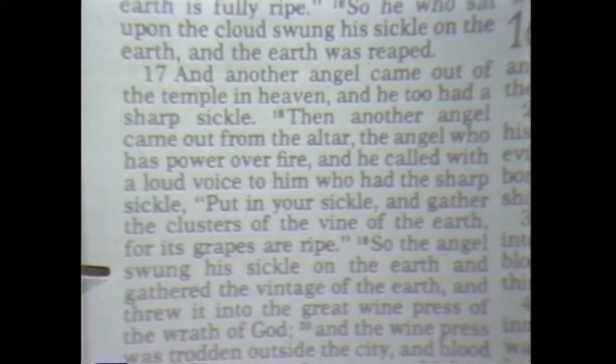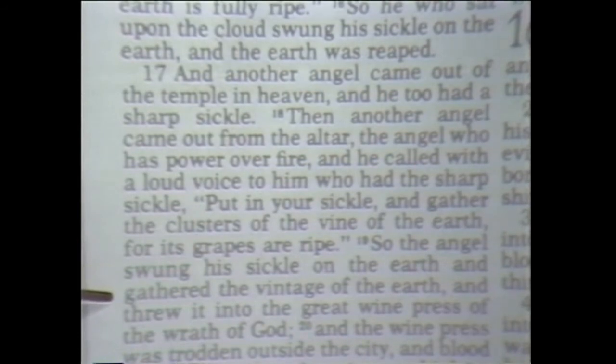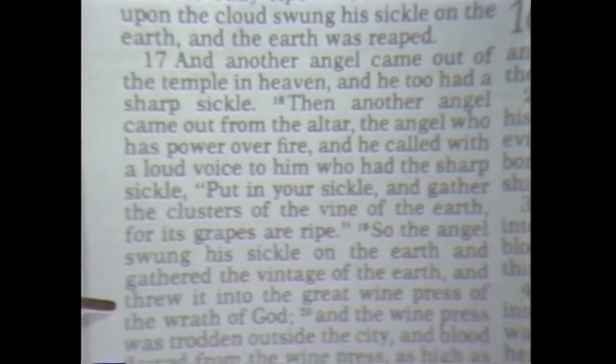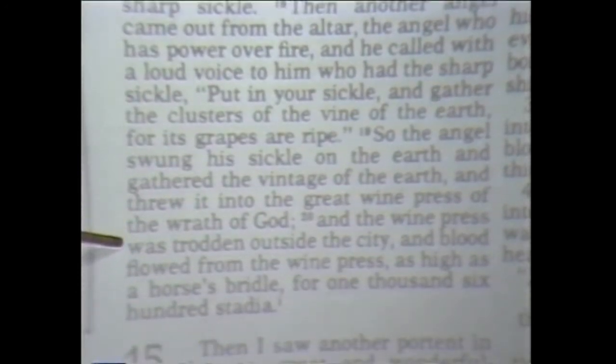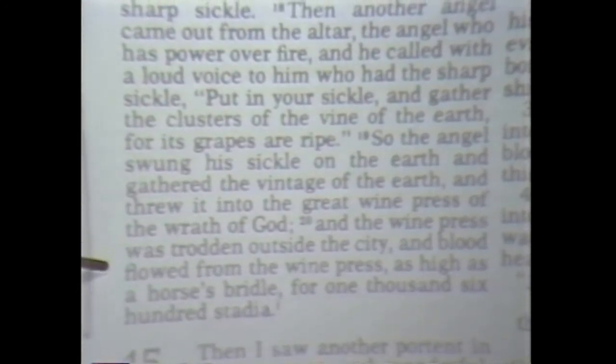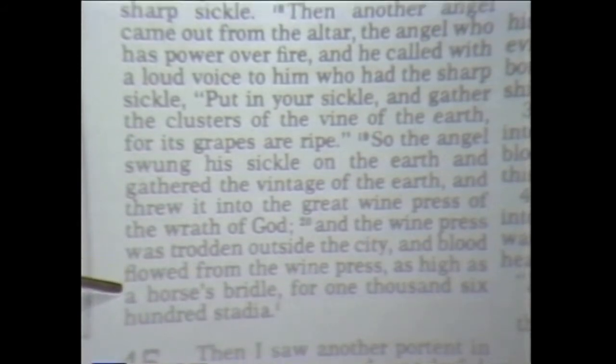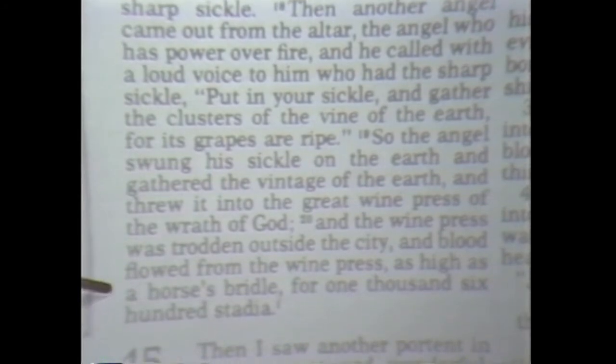So the angel swung his sickle on the earth, gathered the vintage of the earth, and threw it into the great winepress of the wrath of God. And the winepress was trodden outside the city, and blood flowed from the winepress as high as a horse's bridle for 1,600 stadia. That's about 200 miles.